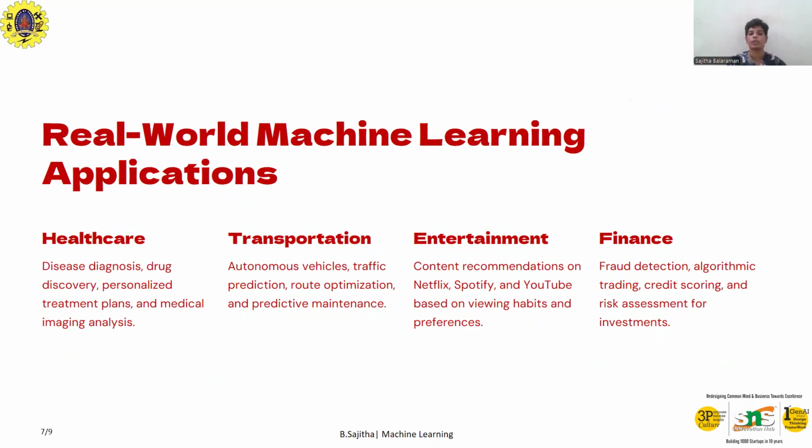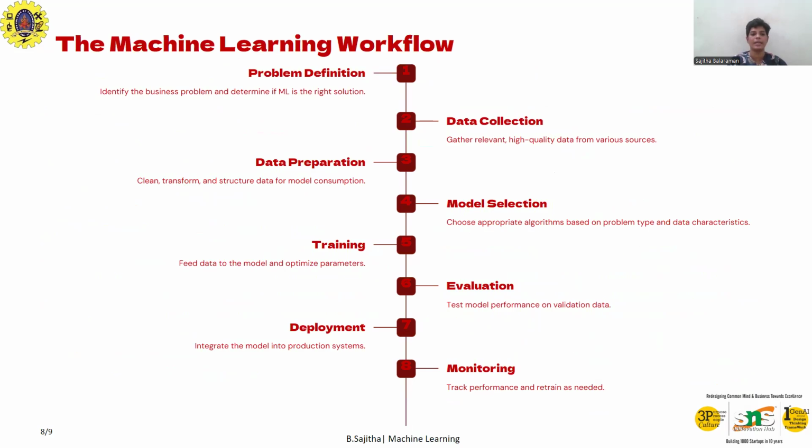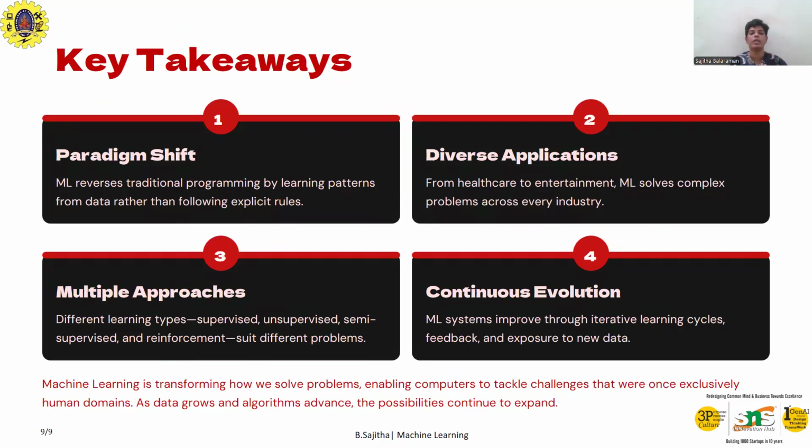And now coming to the next slide, the machine learning workflow. The machine learning workflow consists of problem definition, data collection, data preparation, model selection, training, evaluation, deployment, and monitoring. The key takeaways are that there is a paradigm shift, diverse applications from ML, and multiple approaches in ML as well as continuous evaluation. Machine learning is transforming how we solve problems, enabling computers to tackle challenges that were once exclusively human domains. As data and algorithms advance and grow, the possibilities continue to expand.